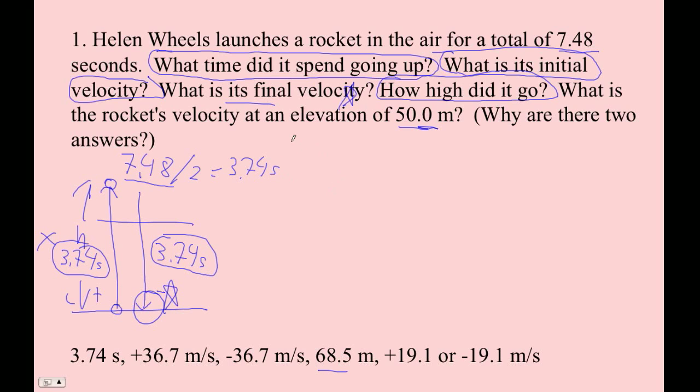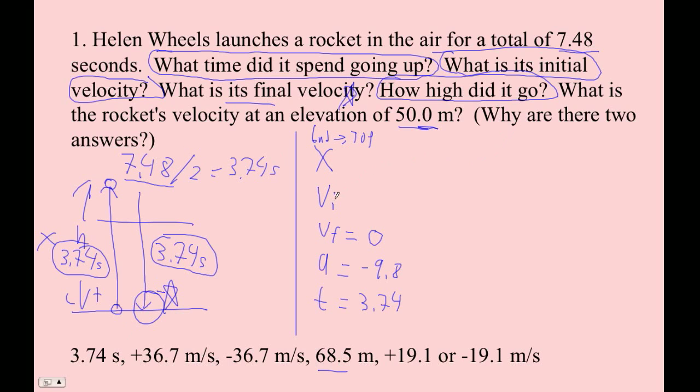And now we can set up X, VI, VF, A, and T. And we're going to go from the ground to the top, okay? From the ground to the top, we know that the acceleration is negative 9.8. We know that the time is 3.74, right? And then we know the velocity at the top. The velocity at the top is 0, because if it's not 0, it's just not at the top, is it? Right? And so now we can solve for this. This will be the height, this will be the initial velocity, okay? And then time spent going up, you just take the time and divide by 2, right?